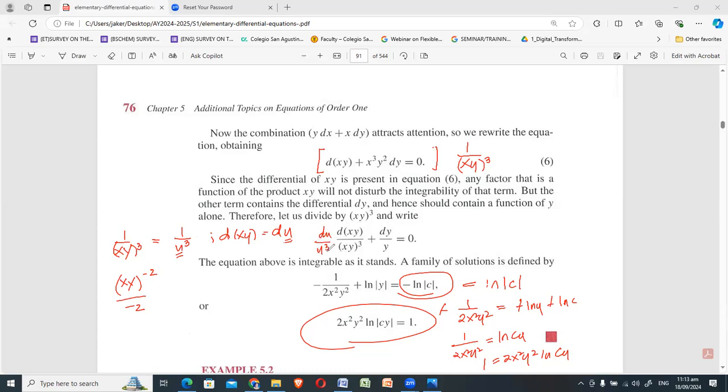You get it? If you use the power rule, because this is just u raised to negative 3, this becomes u raised to negative 2 over negative 2. But of course, you cannot stick to the u that you have in mind because your u is xy. So you write it as xy raised to negative 2 over negative 2.